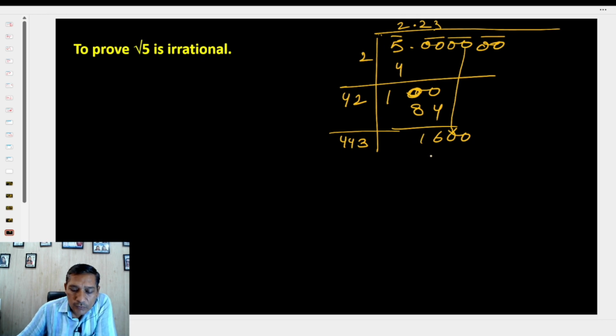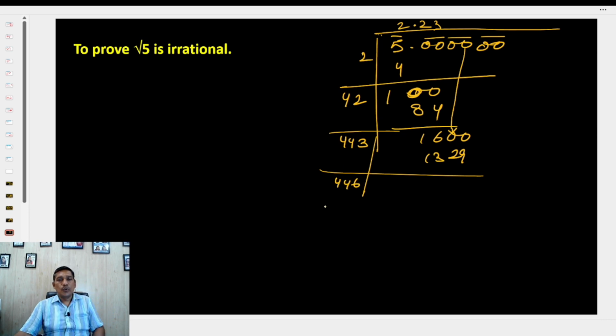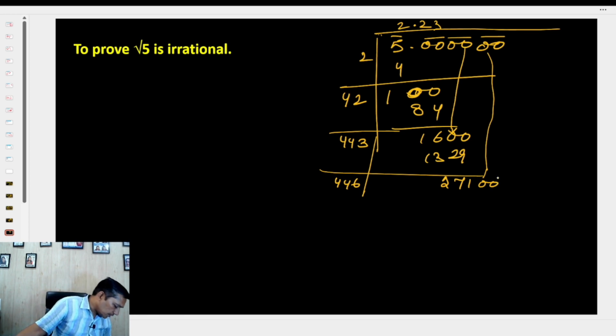That gives you 1329. Double 2 times 3 is 446. 2.23 we already have, so I can put because I have here 271. Copy down the last pair here. That is a double 0 number.